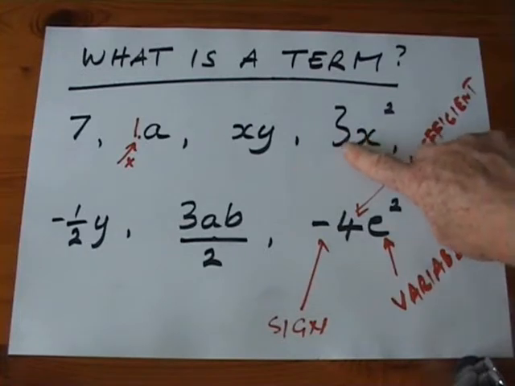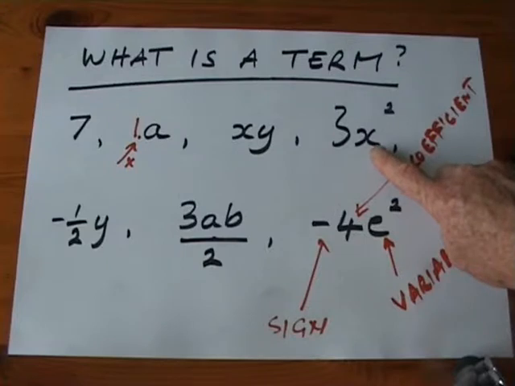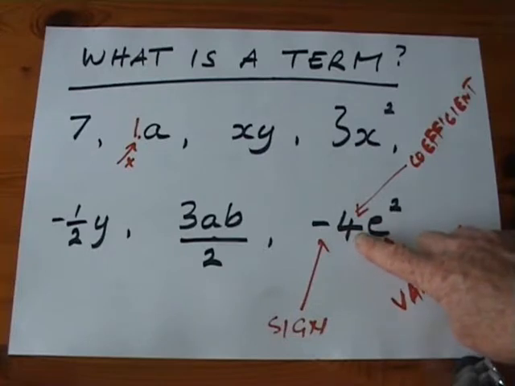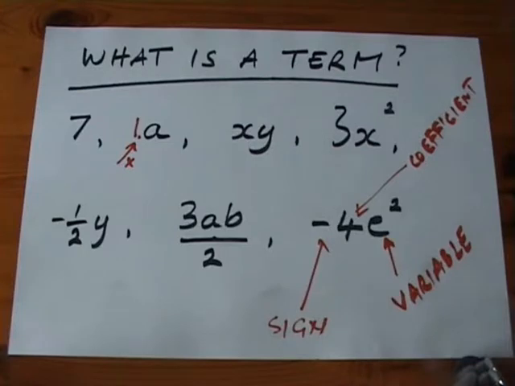So this term up here, the coefficient will be 3, the sign is positive but I can't see it, and the variable letter part is x squared. Here variable letter part is e squared, coefficient is 4, that's the number in front of the letter, and in this case it's got a minus sign.